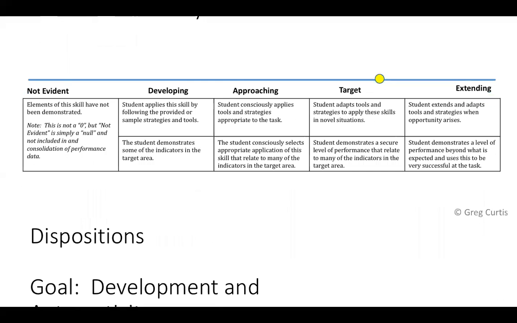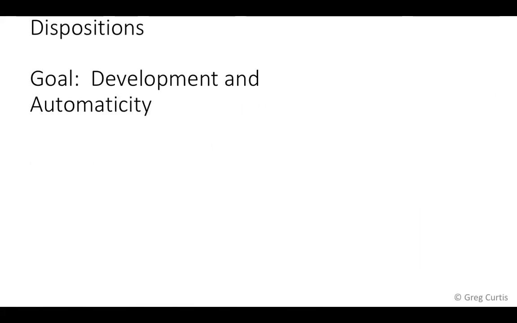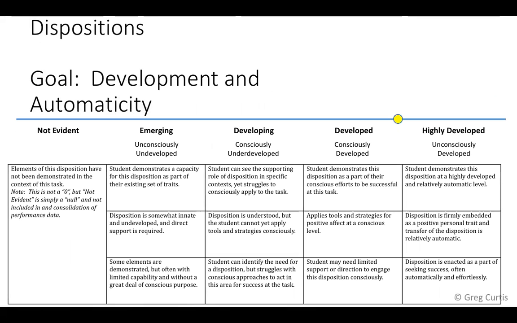Dispositions, our goal is different. There's no 100% empathy, right? We can't measure it against a task like that. You can't become proficient at resilient. It just doesn't make sense. So I believe that our goal really is development and automaticity. And by automaticity, I mean something that becomes innate and can be called upon when needed by the student in various situations. Okay, so that's a level of automaticity like we would seek with reading.